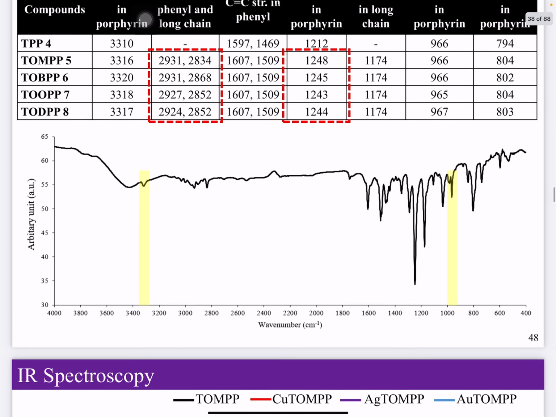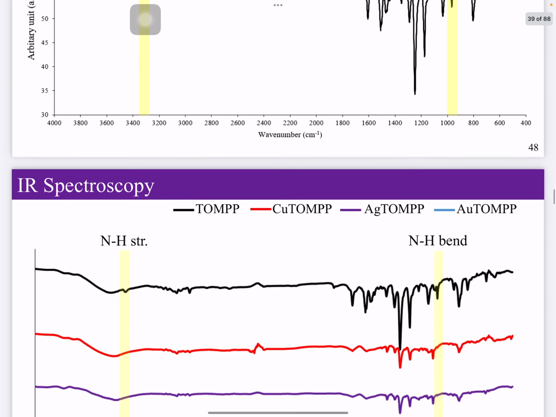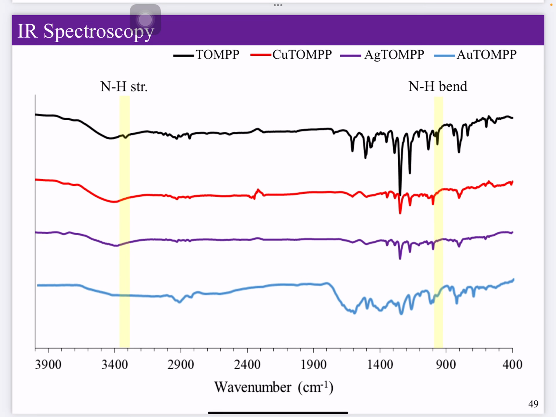the metal center. When we look into the IR spectroscopy, especially at the spectra of NH stretching in porphyrin and also NH bending in the porphyrin structure, the structure here shows the free base porphyrin. Both of these peaks are found in the spectrum. When we make the complexes with copper, silver, and also gold, the NH stretching and NH bending are lost. So it is in agreement with the expectation that the metal bonds with the free base ligand through the nitrogen locations.